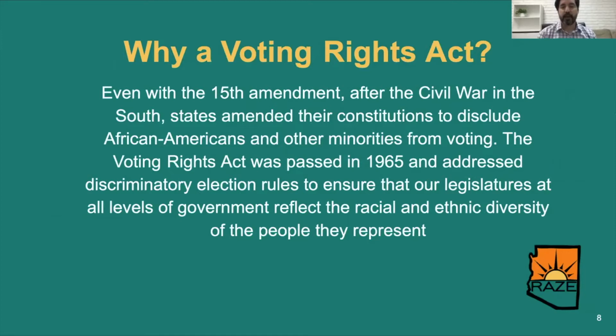The reason we have this act is based on the fact that even with the 15th Amendment after the Civil War, states in the South amended their constitutions to exclude African Americans and other minorities from voting. The Voting Rights Act was passed in 1965 and addressed discriminatory election rules to ensure that our legislatures at all levels reflected the racial and ethnic diversity of the people that they represent.